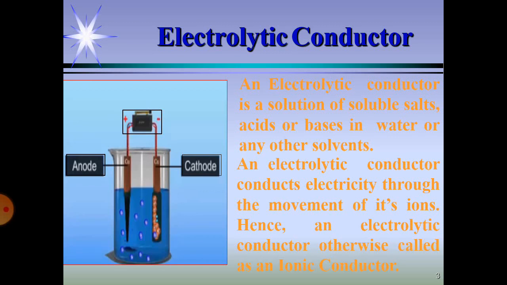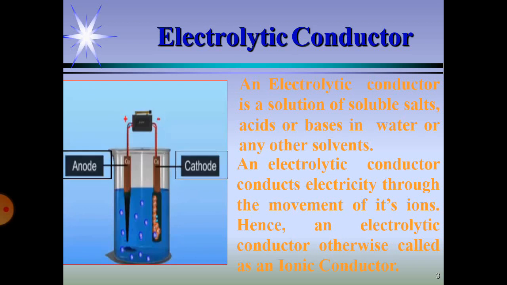What happens in an electrolytic conductor? Upon passing electricity, the electrolyte undergoes dissociation. The charged ions move towards the respective electrodes. The negatively charged ions move towards the positively charged electrode known as the anode, and the positively charged ions move towards the negatively charged electrode known as the cathode.